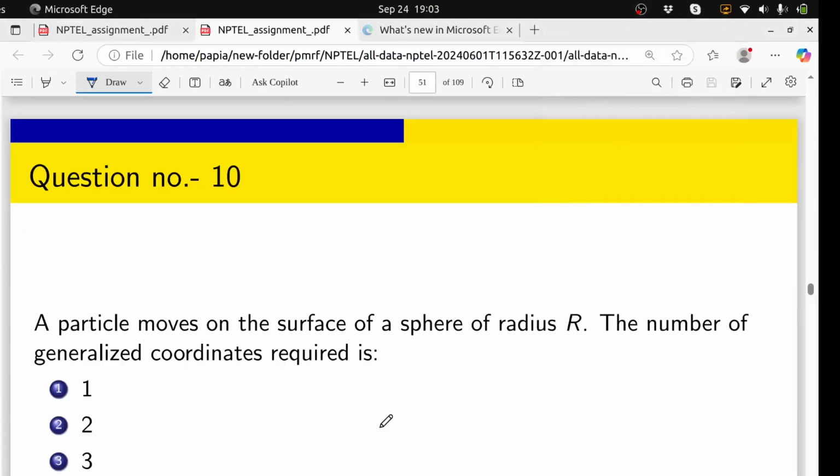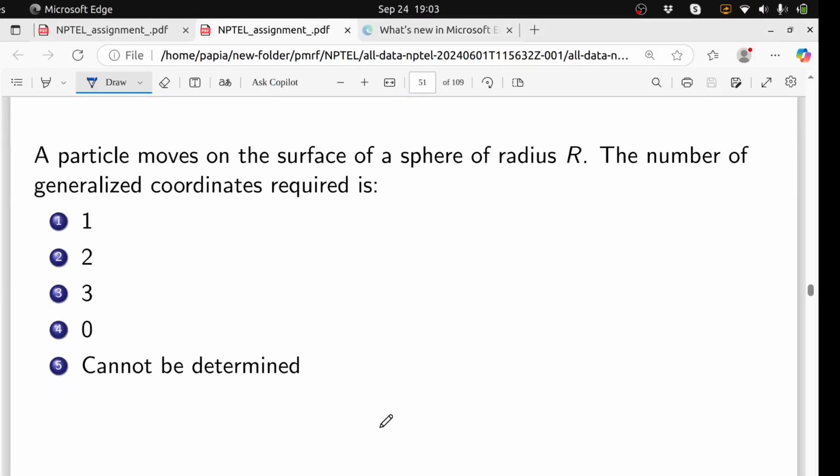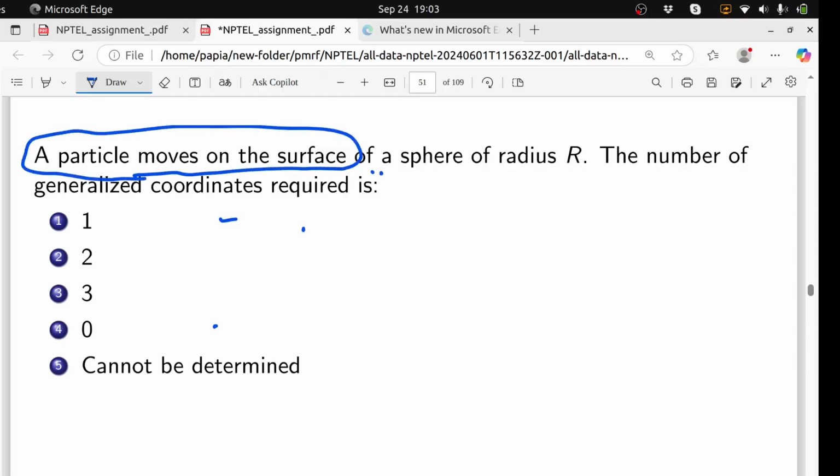Okay. So now we move to question number 10. So what is question number 10 saying? A particle moves on the surface of a sphere of radius r. The number of generalized coordinates required is 1, 2, 3, 0, or cannot be determined. Okay. So the particle moves on a sphere. Particle moves on the surface of a sphere of radius r.